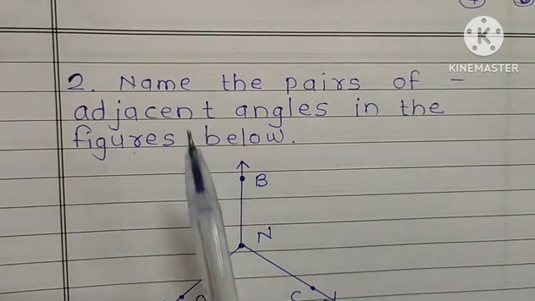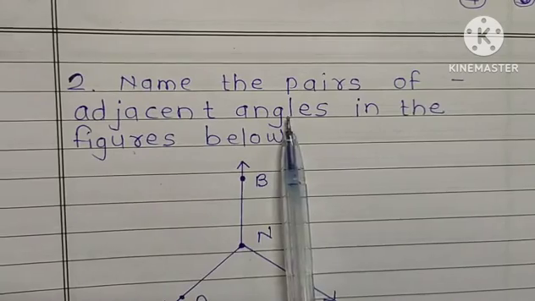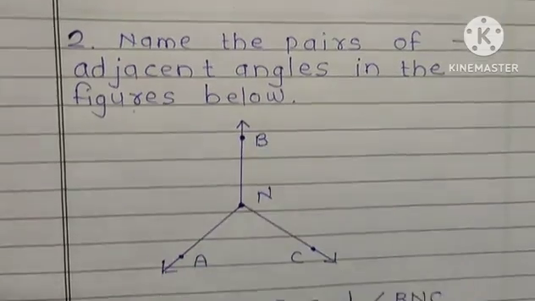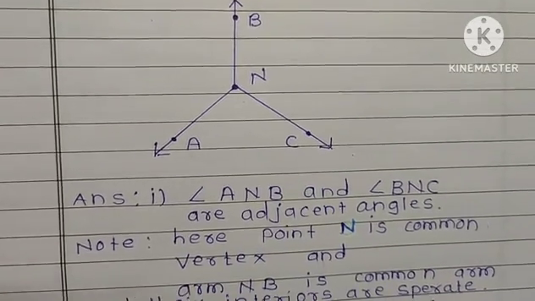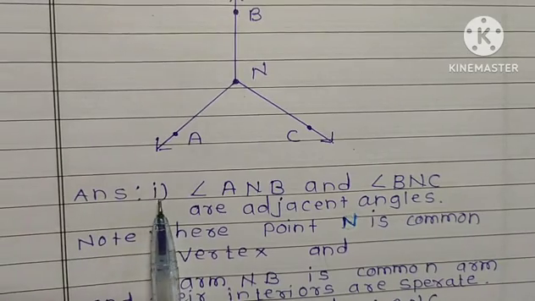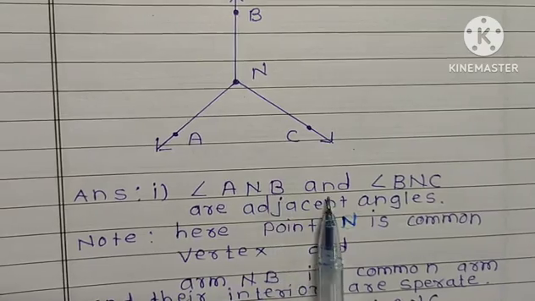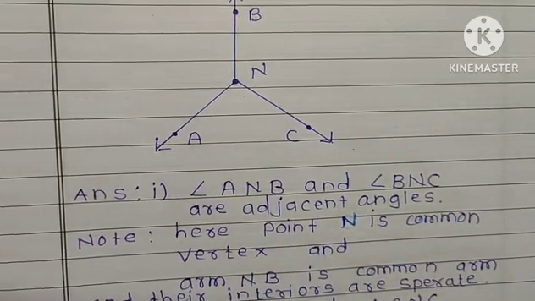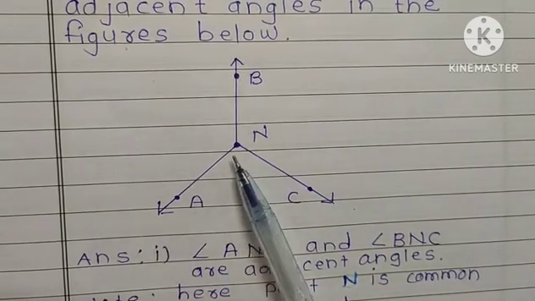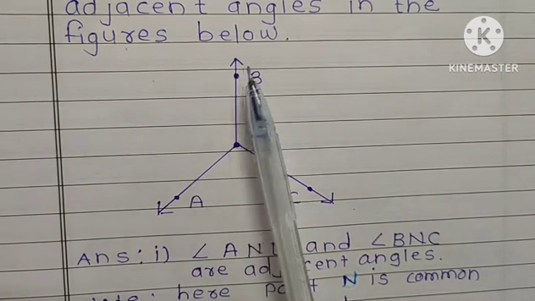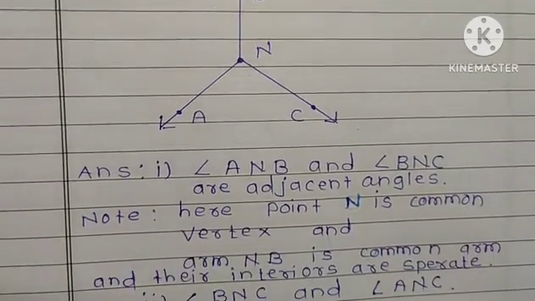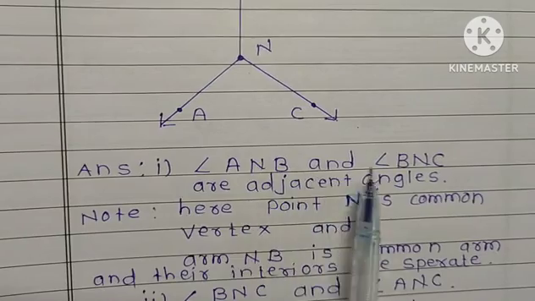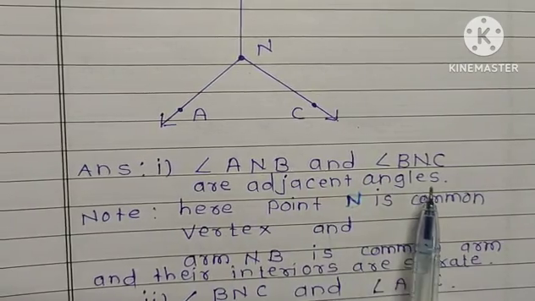Question number 2. Name the pairs of adjacent angles in the figure below. This is the figure given. We have to find pairs of adjacent angles. So, first, angle A and B and angle B and C. See, angle A and B and angle B and C. So, these are adjacent angles. Why?